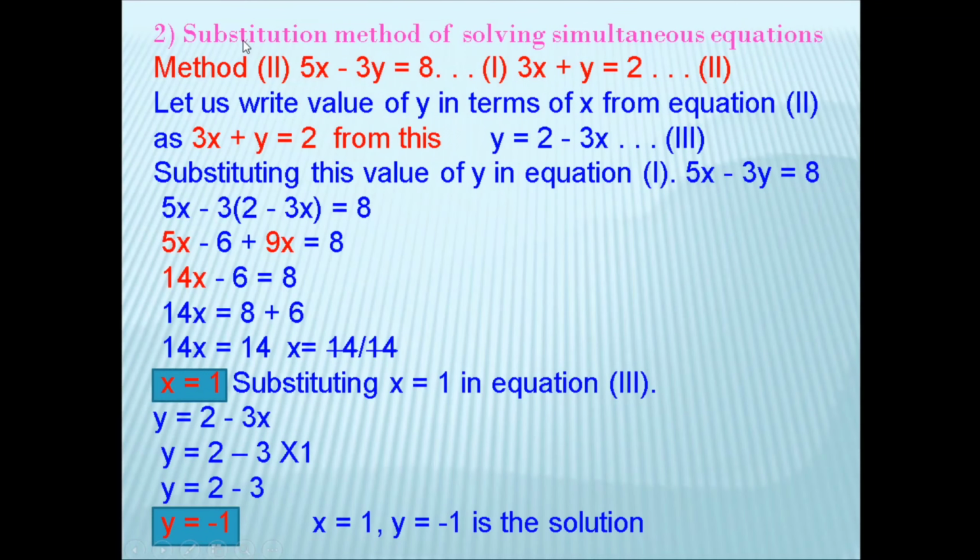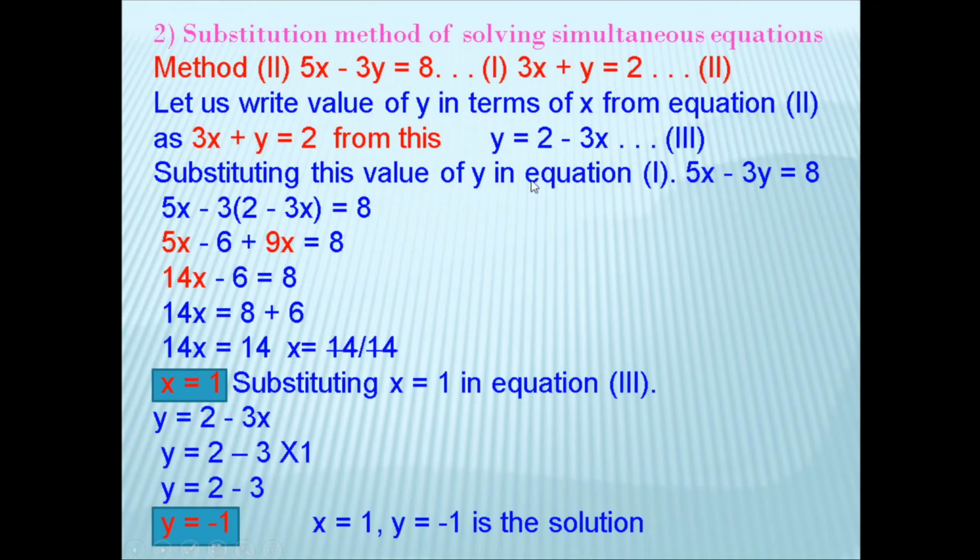Then you will learn substitution method of solving simultaneous equation. For this example, 5x minus 3y is equal to 8 and 3x plus y is equal to 2. Let us write the value of y in terms of x from equation. The coefficient of x and y are not same, so you will find out the value of y from equation number 2. 3x plus y is equal to 2 is the equation number 2, and then you will find the value of y is equal to 2 minus 3x.